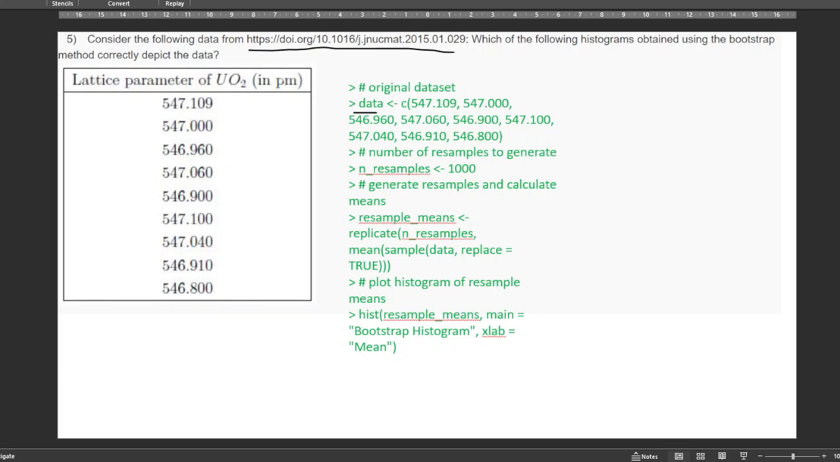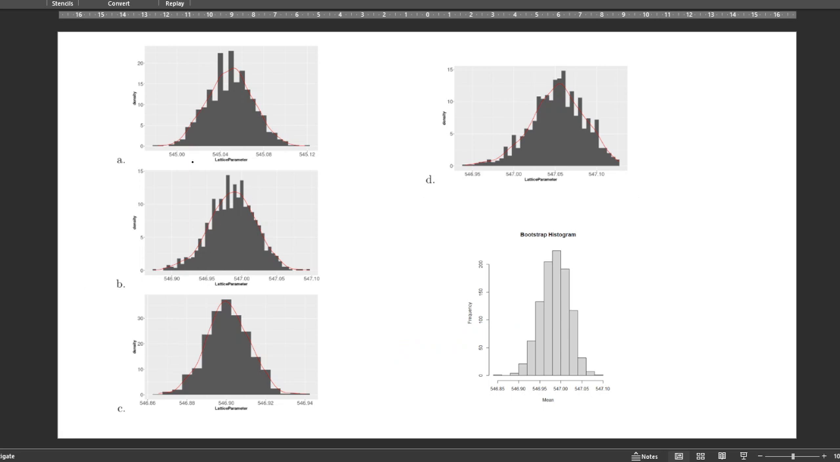There are many other ways to generate the random samples as well, but whatever way you do, even bootstrap, the mean should remain the same. Based on that we can conclude this problem, because the mean of this is 546.6 something. So if you take option A, the mean is falling around 545. So this is not correct. And if you see here, the mean is falling after 547. This is also not correct.